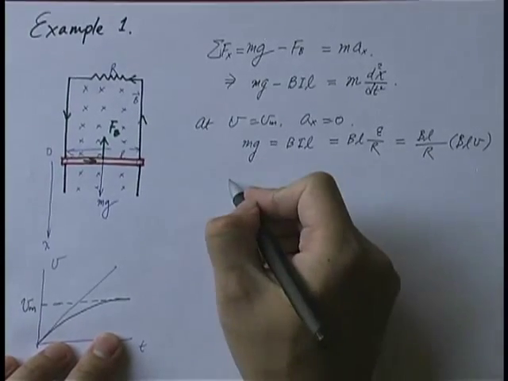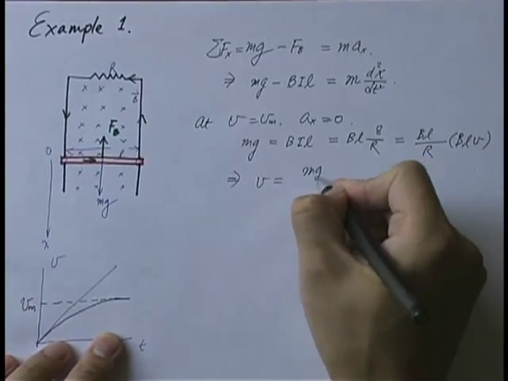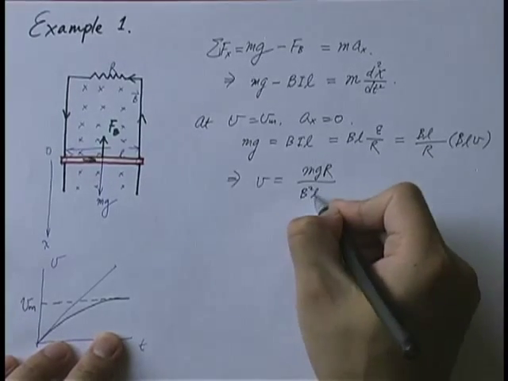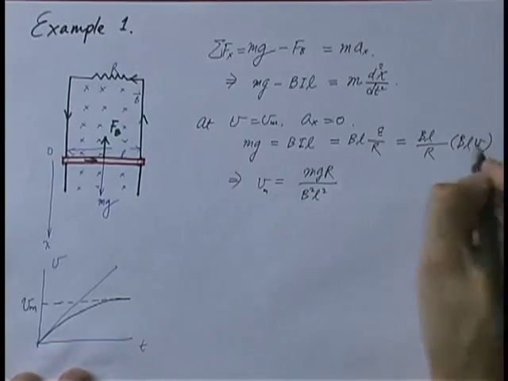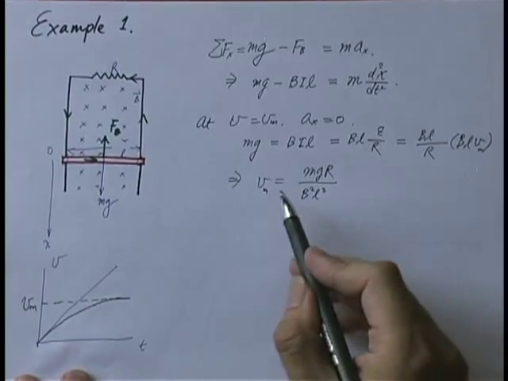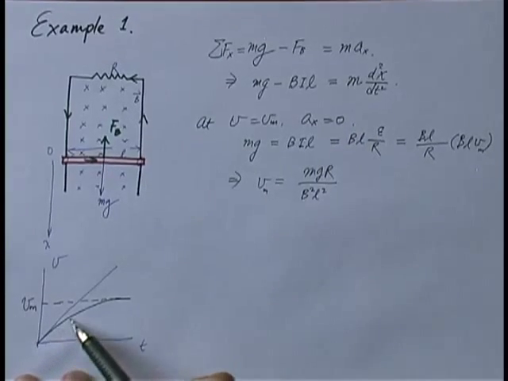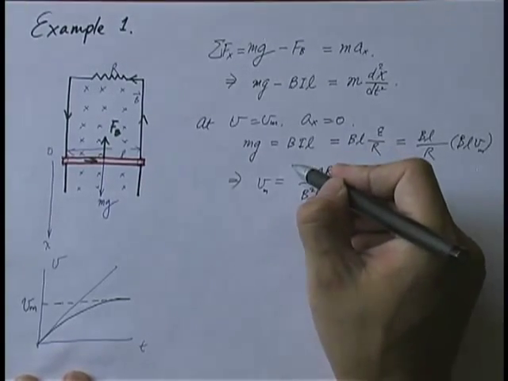I can solve for that V here. That V is equal to mgR divided by B squared L squared. That in fact is V maximum. Right? V maximum. Because when V equals that value, V maximum, there is no acceleration. You must have reached the final saturated value of the speed. The speed can no longer increase anymore. Alright, this is the final speed.